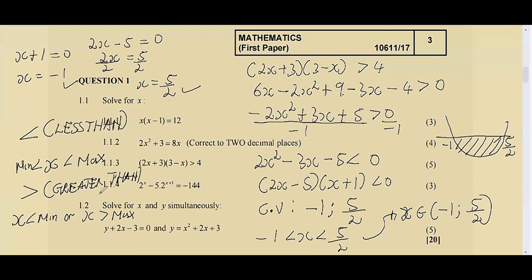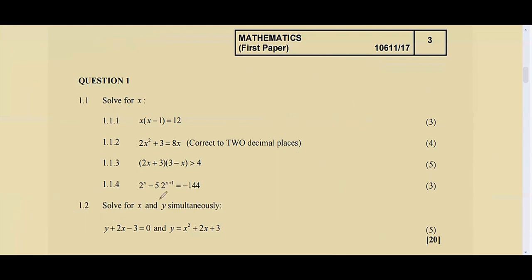But the one thing that you need to notice is this. So put an NB on this. If you are having the less than sign, your solutions look like this. And if you're having the greater than sign, your solutions look like this. Then, okay, let's proceed to 1.1.4.